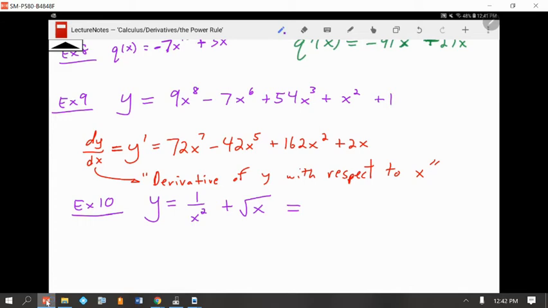So what's 1 over x squared? 1 over x squared can be written as x to some power. Plus, the square root of x can also be written as x to some power, because you learned properties of exponents.